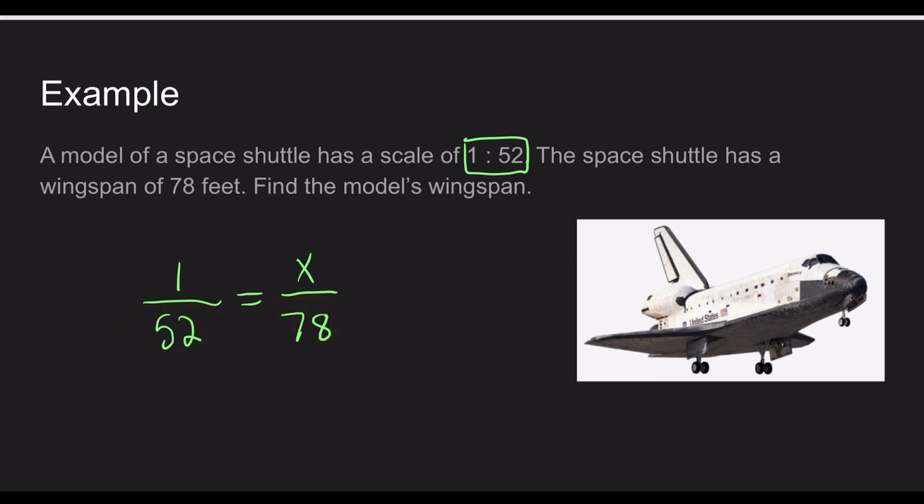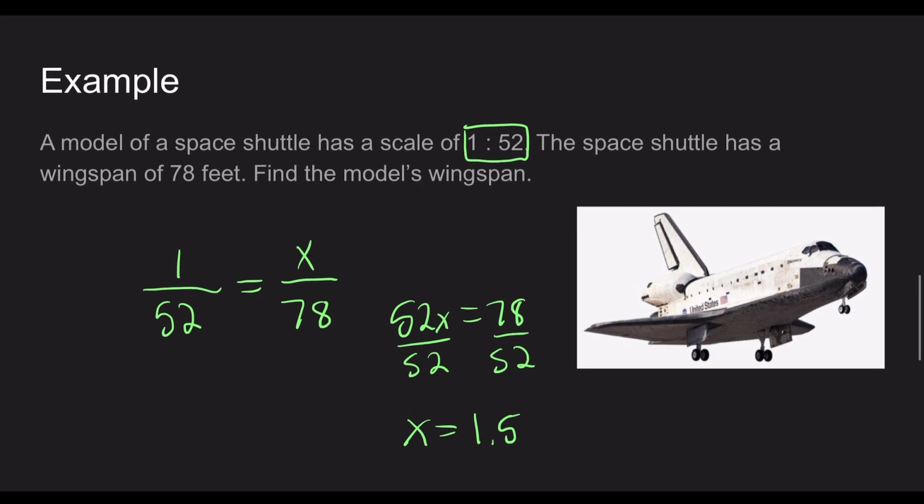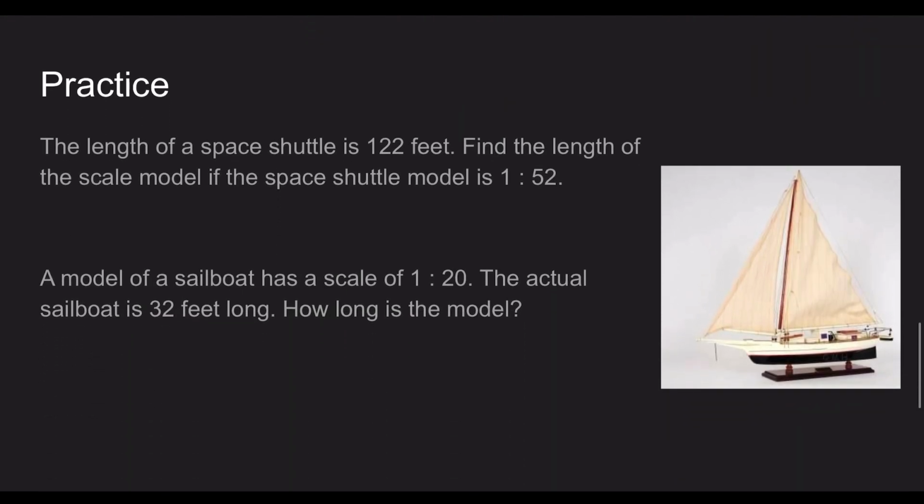Then we cross multiply. We're going to get 52x equals 78. We divide by 52. x equals 78 divided by 52. I'm going to pull out my calculator. I get 1.5. So it looks like the actual is 78 feet. The model is 1.5 feet, which makes sense, right? A toy model spaceship would have a 1.5 foot wingspan. Let's keep going. Go ahead and pause right here and try and solve both of these problems.